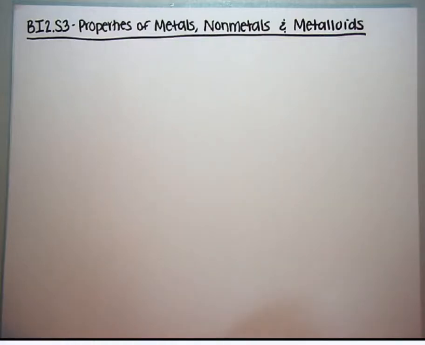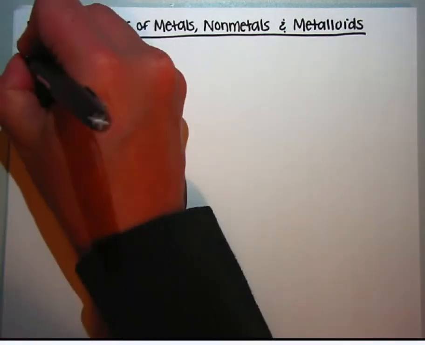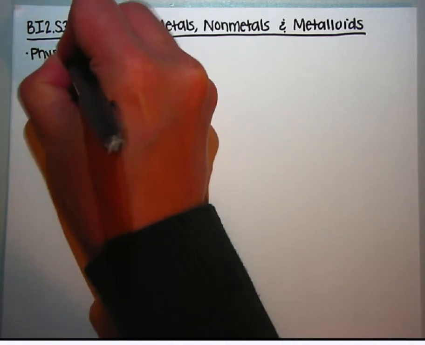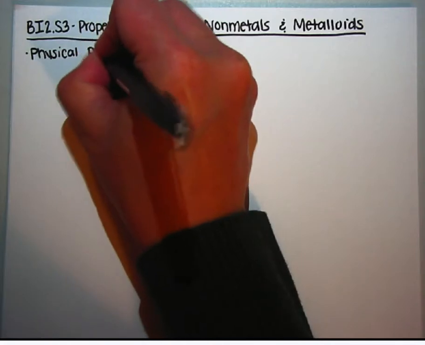This lesson will cover Big Idea 2, Standard 3, and the topic for today is properties of metals, nonmetals, and metalloids. So the first thing that I want to talk about is the difference between physical and chemical properties.